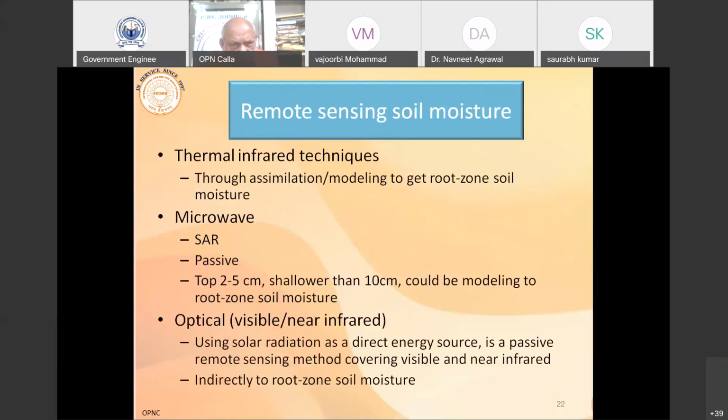Then we have other soil moisture instruments like the thermal infrared technique. Then of course microwave, I'm talking about. Using active sensors, we can use radar, and passive sensors, we can use a radiometer. So we get the top layer of 25 centimeters, and shallower than 10 centimeters. The root zone soil moisture could be modeled. We can do that modeling and go up to the root zone. And of course optical, visible and infrared, we can use these methods also.